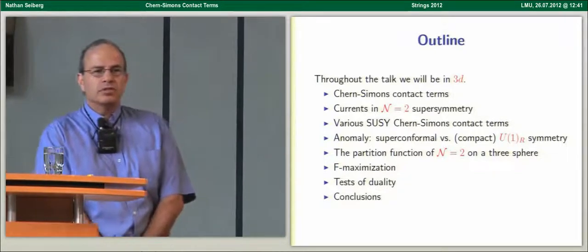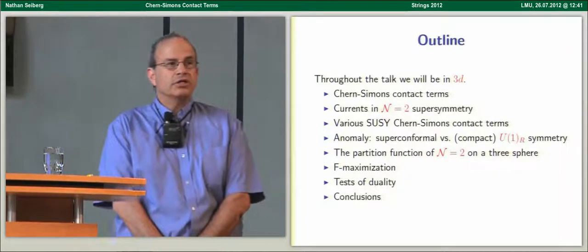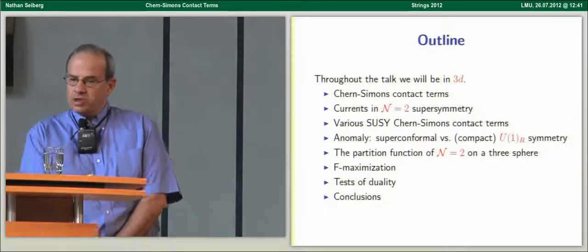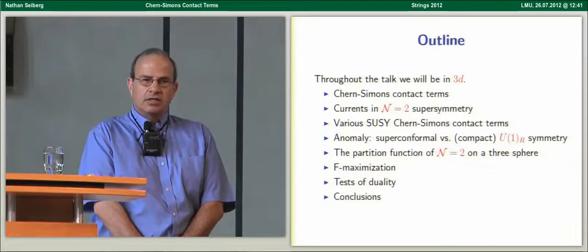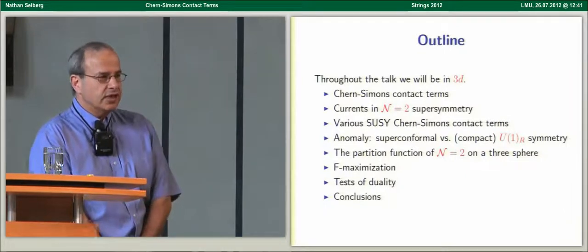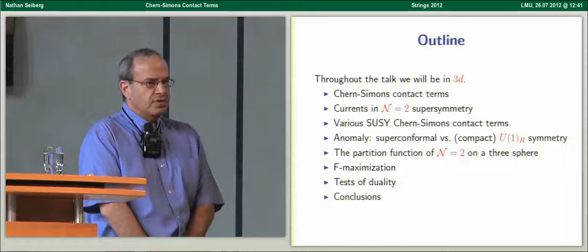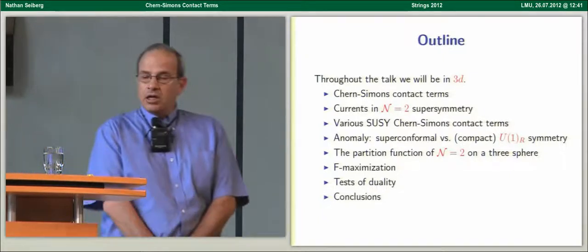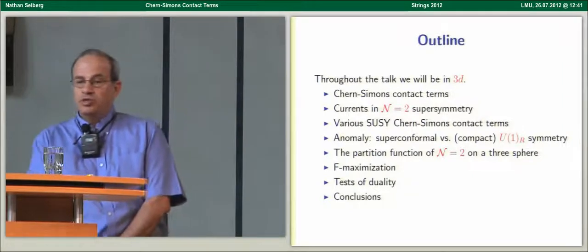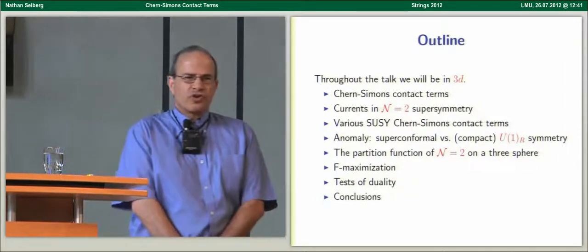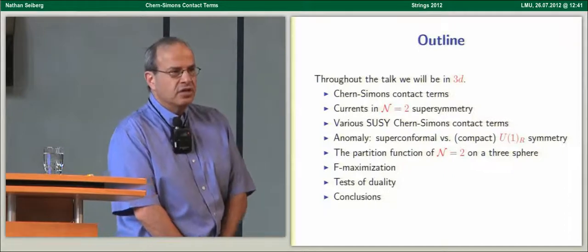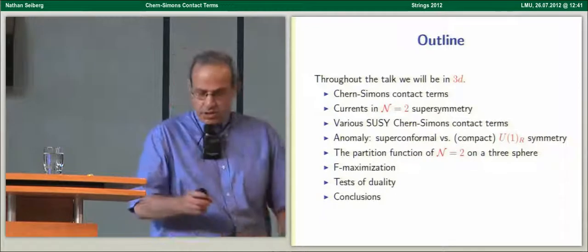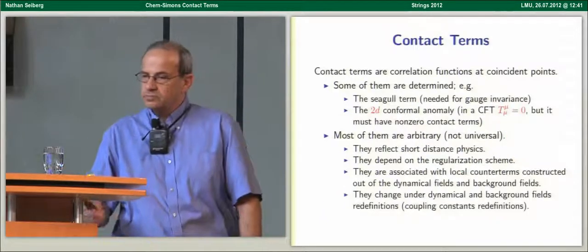This has been a popular subject in the last few years, and I reviewed it in my string talk in Uppsala last year. So I'll say a few words about that, and then I'll present 2 applications of this understanding. One will be a proof and further insight into the conjectured F-maximization, and the other application will be new tests of duality, which are analogous but fundamentally different from the 't Hooft anomaly matching conditions in 4 dimensions. And I'll end with some conclusions.